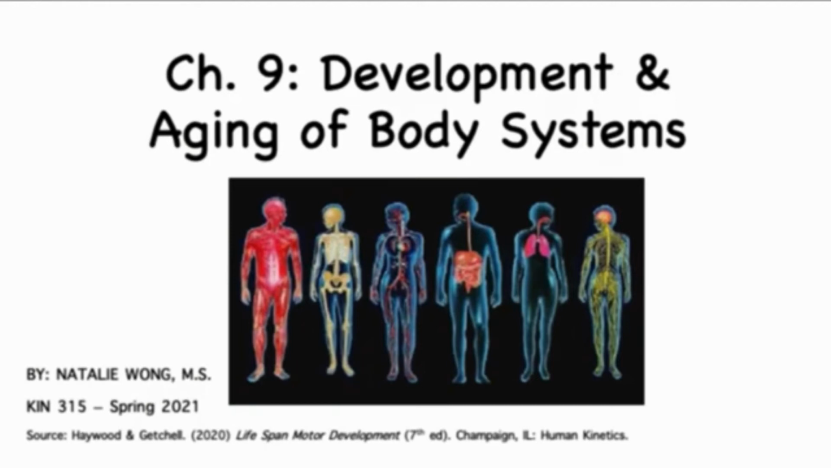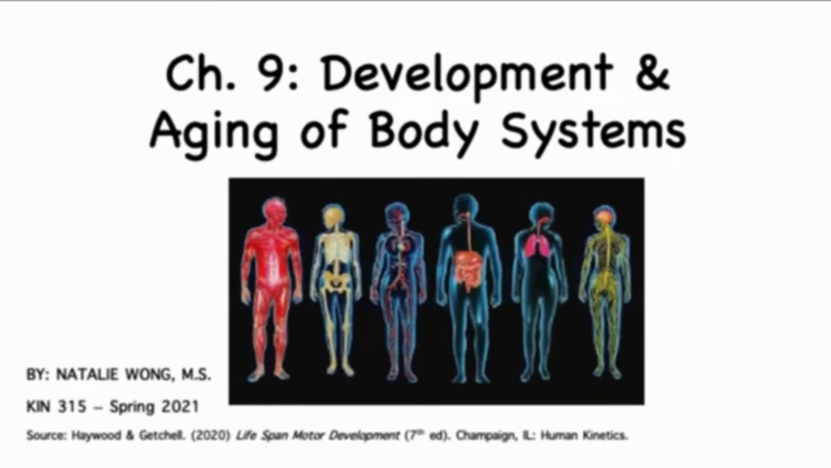Chapter 9, The Development and Aging of Body Systems. So this is a continuation of what we talked about in Chapter 8, which was more of an introduction to changes in physical growth and physiological maturation. Now we're going to talk about body systems individually.